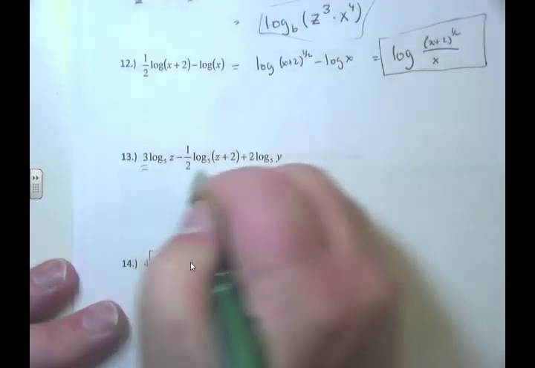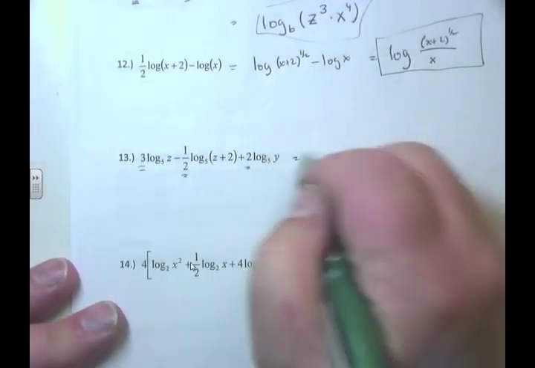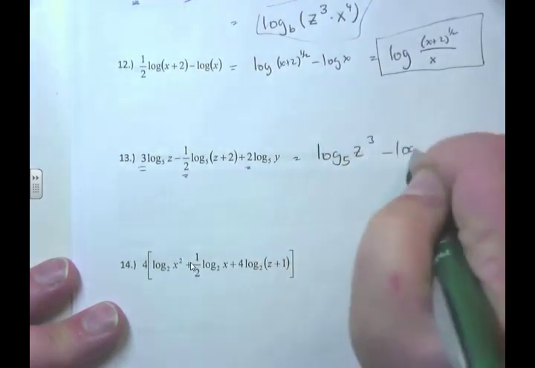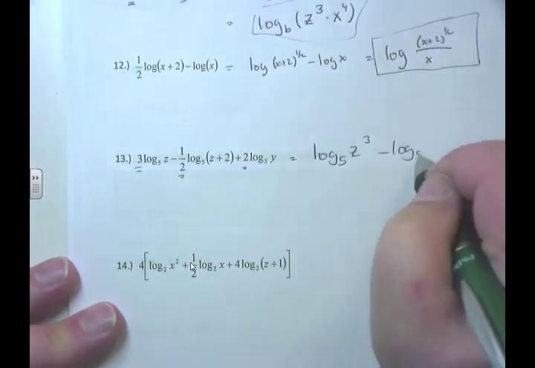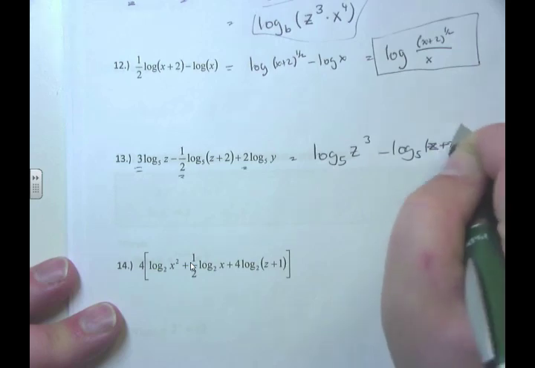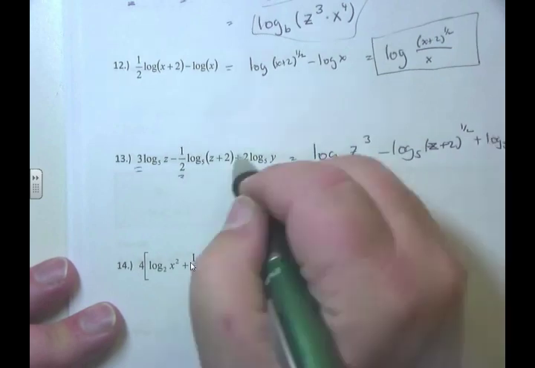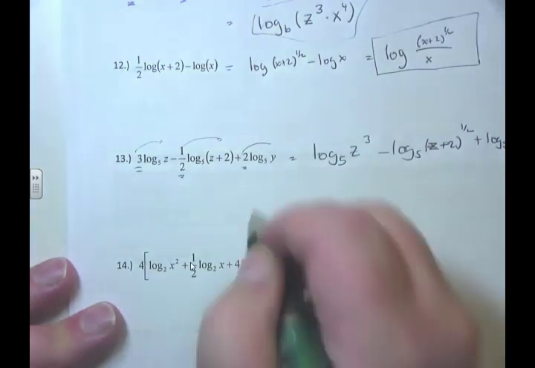Now, these have coefficients out front. If they have a coefficient out front, they got to go back where they came from. So this is log base 5 of z cubed minus, the sign stays there, the operation, minus the log base 5 of x plus 2 to the half a power plus the log base 5 of y squared. All my coefficients out front went back as powers.